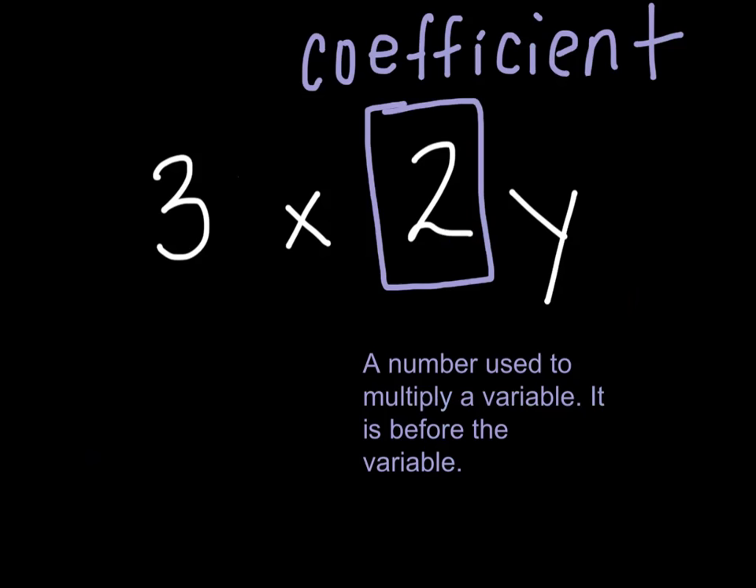The letters are what you are going to be using this year. Next thing we have is a coefficient. A coefficient is a number used to multiply a variable. It is always before the variable. Now, if you remember in the beginning, I said if you have a number right next to a variable, it means to multiply. So the coefficient is right next to the variable, and you can imagine that there's a little multiplication sign in the middle. So this is showing 2 times y, and 2 is going to be the coefficient.